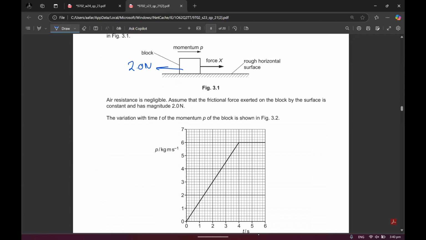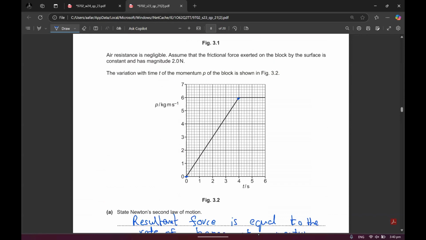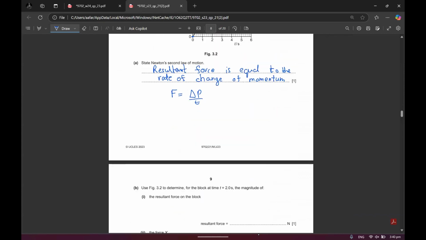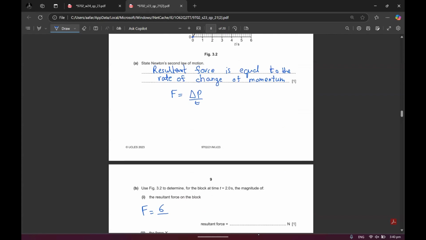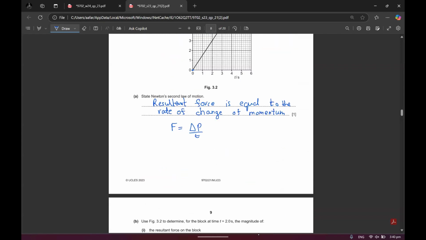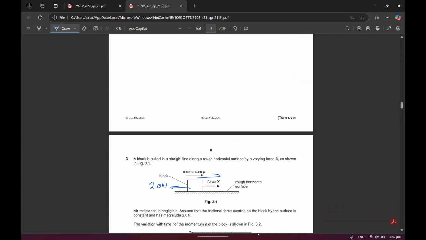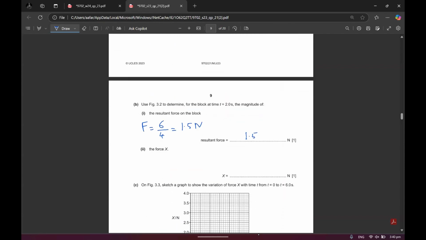So the magnitude of the resultant force is the same throughout this time. We can calculate this resultant force, which is equal to the change in momentum over time. The change in momentum is 6, and the time it took is 4 seconds. So it's basically 1.5. Since there is a resultant force of 1.5, that means X minus 2 is equal to 1.5. So X we get is 3.5.